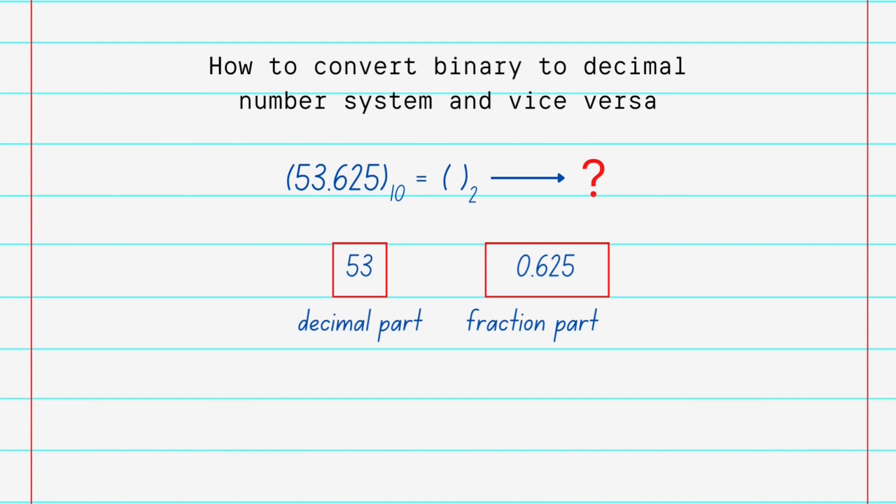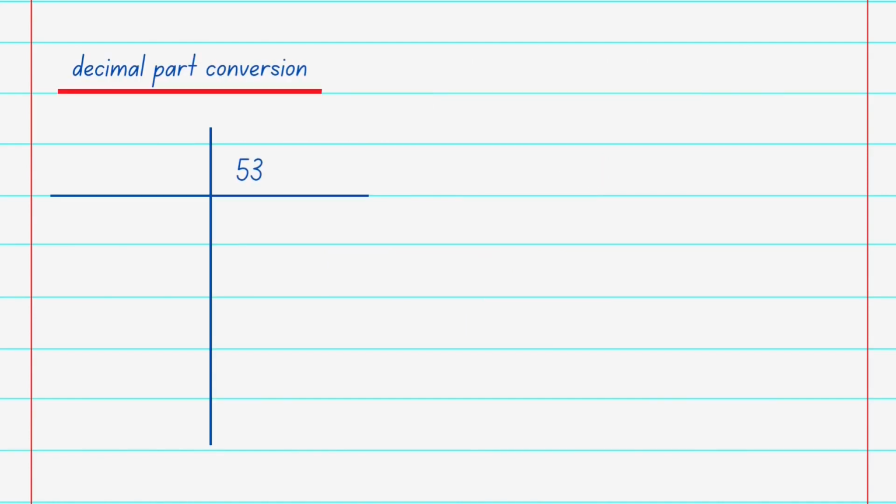So the first step is to take the decimal part and divide it by 2. The question that arises here is why by 2? Because our binary number system has base 2. That's why we have to divide the decimal part by 2 until we get 0, along with taking the remainder aside. So 53 divided by 2, we will get 26 and the remainder we will get is 1.